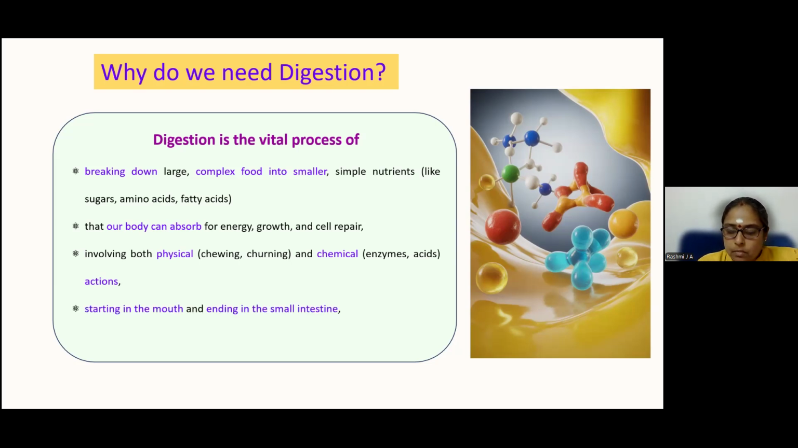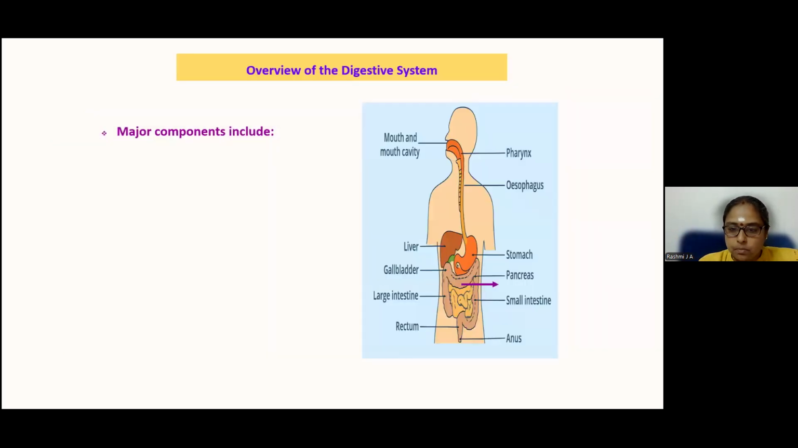Digestion starts in the mouth and ends in the small intestine, with waste elimination through the large intestine. In the stomach, we have the actual digestion. In the small intestine, we have the absorption process. In the large intestine, we have the elimination and also the water absorption process. We will see all these things in detail.